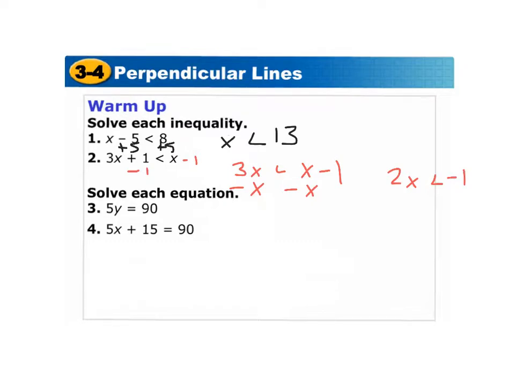And then what do you do from here, Peter? How would we get the x all by itself? Right now it's being multiplied by 2. So how would we get rid of that? Divide. So we would divide both sides by 2, and we get x is less than negative 1/2.